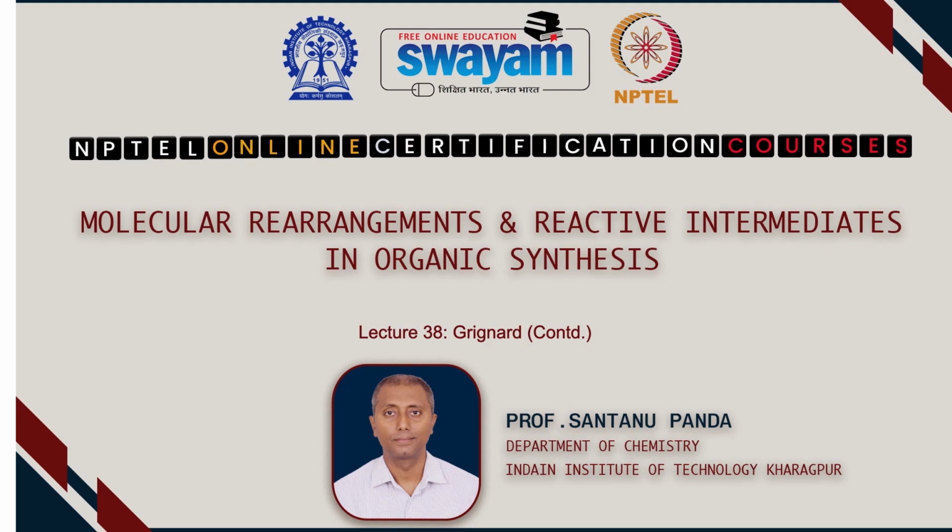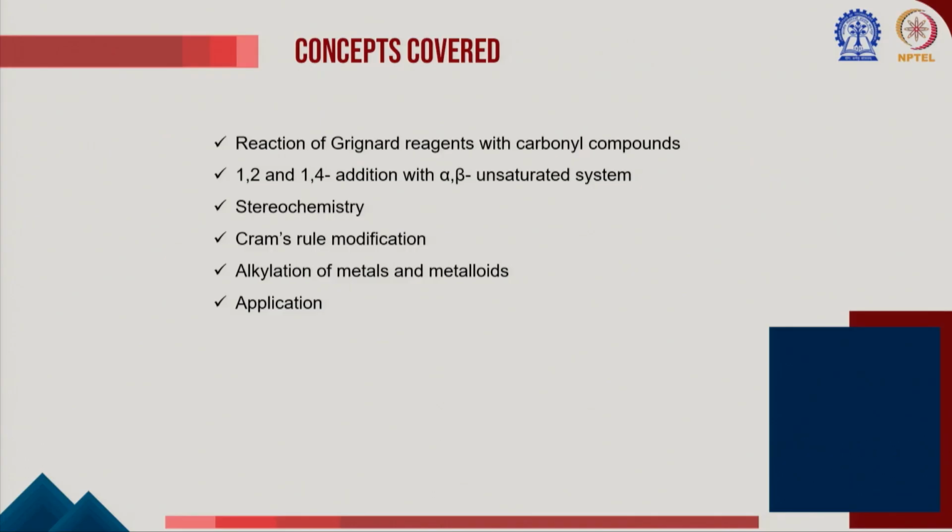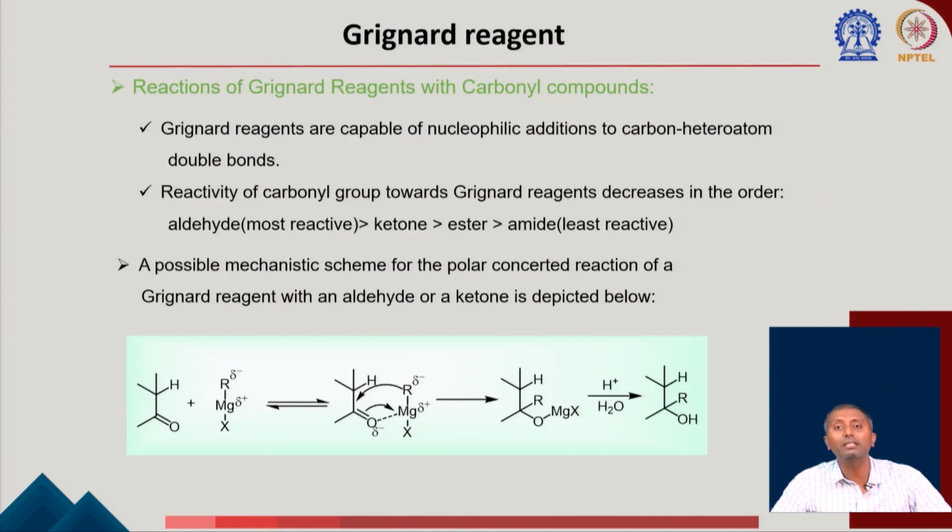In today's class, I am going to talk about the different types of mechanisms using the Grignard reagent. We are going to start with the reaction with the carbonyl system. And then of course there will be reaction with an enone, so there will be a chance of 1,4 versus 1,2 addition. We are going to talk about the stereochemistry and some of the cross coupling reactions also done with the Grignard reagent. So let's start.